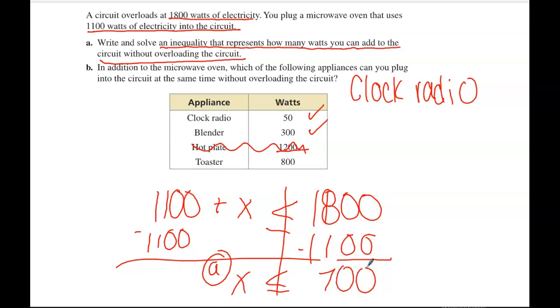Okay, so if we go back though, the clock radio still works because 50 is less than 700, right? The blender still works because 300 is less than 700. Our hot plate still doesn't work because 1,200 is bigger than 700. What about our toaster? Doesn't work, because 800 is not smaller than 700. So just our clock radio and our blender can be plugged in. Questions?